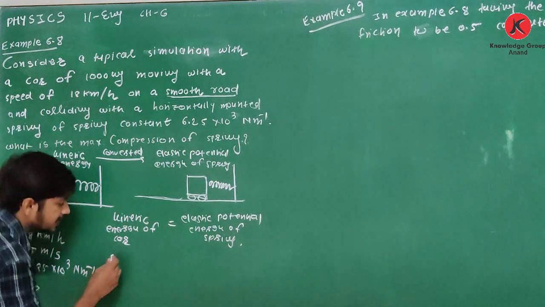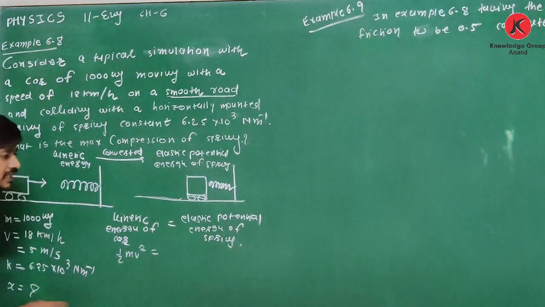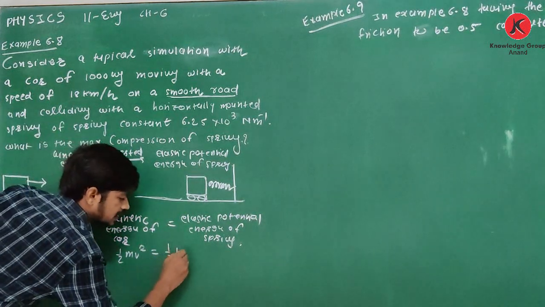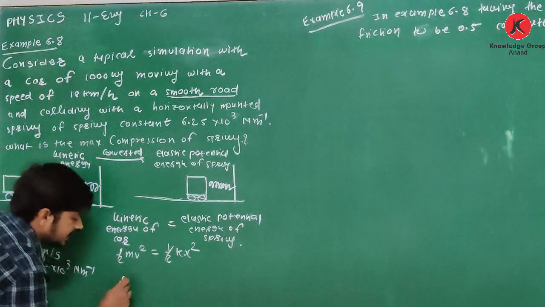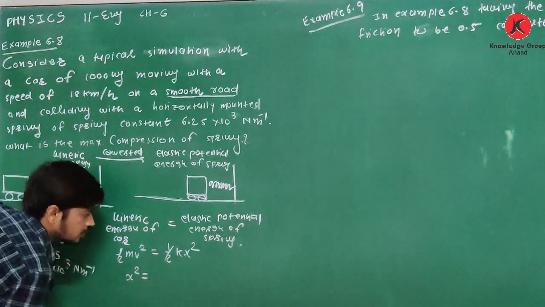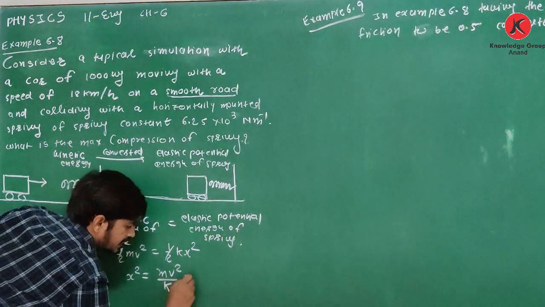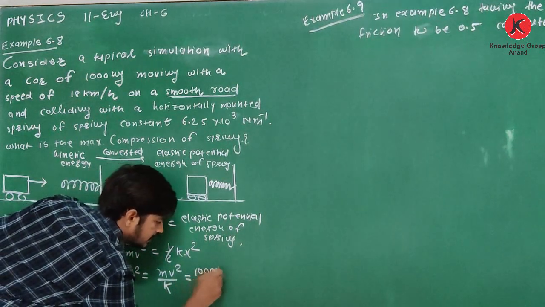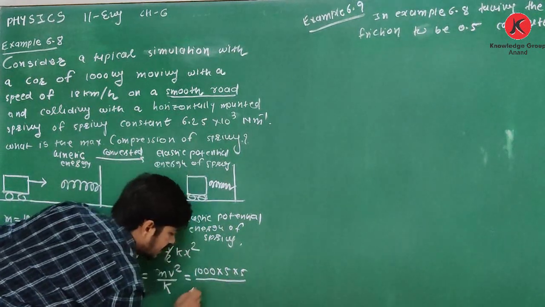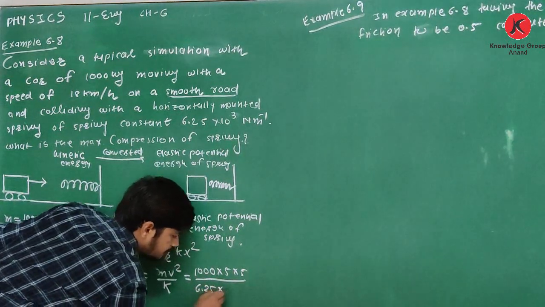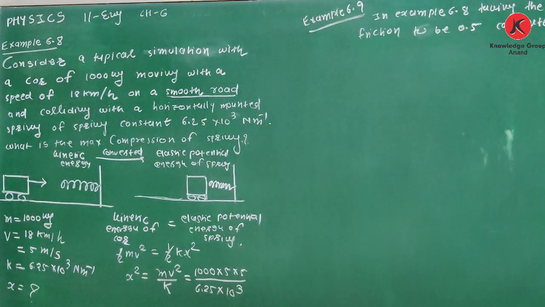What is the kinetic energy of the car? It is half mv square. What is the elastic potential energy of the spring? It is half kx square. Half cancels with half. We have to find x. So x square is equal to mv square upon k. m is 1000, v square means 5 into 5, divided by k, which is 6.25 × 10^3. Clear about this?